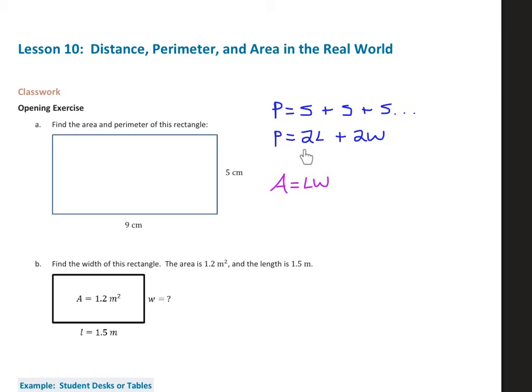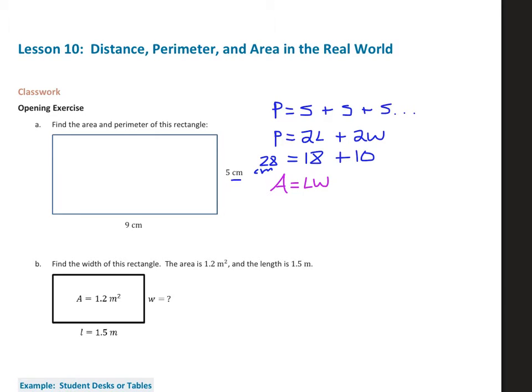But the other option is to do twice the length, so 2 9s, plus twice the width, 2 5s. So these are really the same thing. This is just kind of a shorter version of plugging it in. Since we know the opposite side of 9 is also 9, we're going to have 18, and then we're going to be adding that to 10, because that's 2 5s for the 2 widths. And then that would give us our perimeter, which is going to be 28, and it's going to be centimeters, since we're using centimeters as our units.